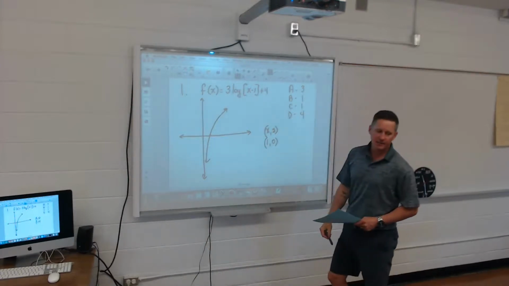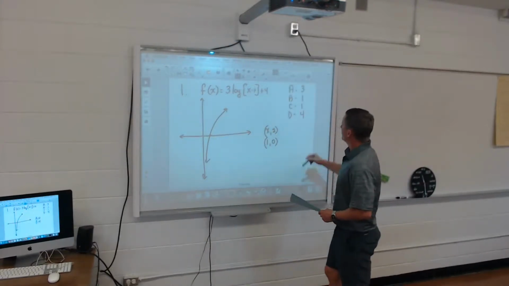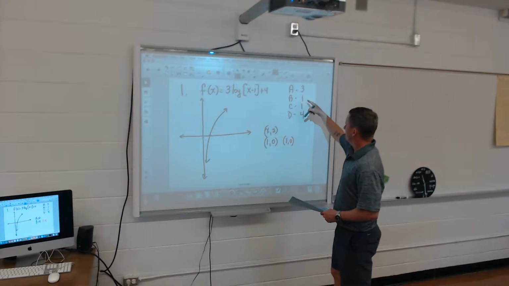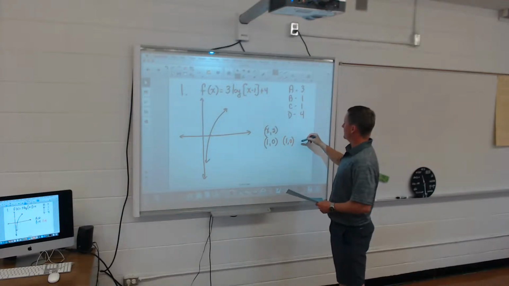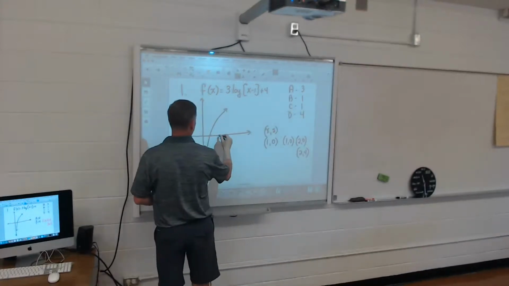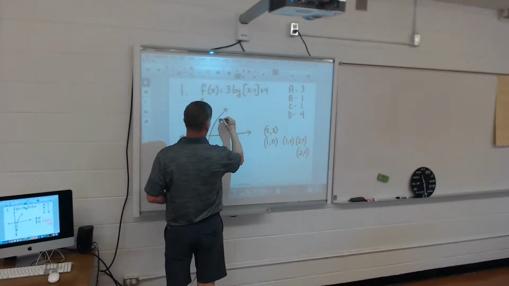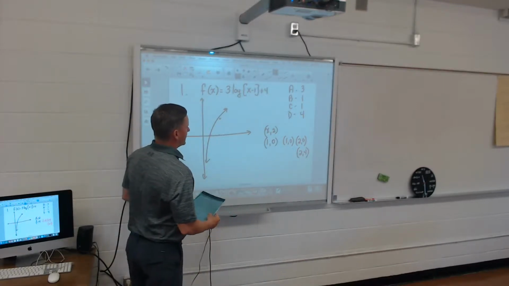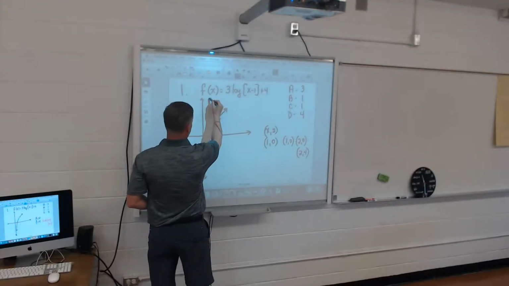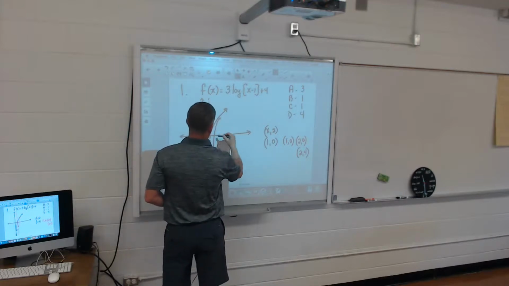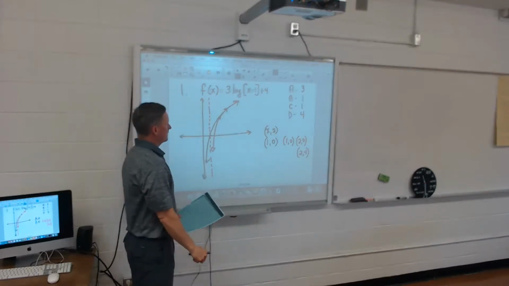So we'll focus on 1 and 0 to begin with. Times it by 3, so it still becomes 1 and 0. Do nothing with it for B. C is move it right 1, that becomes 2 and 0, and then 2 and 4. So 1, 2, 2, 3, 4 comes up to here somewhere. So I've got 2 and 4. My asymptote moves over 1, right there. That's what she looks like.